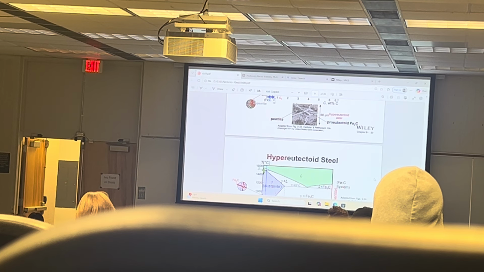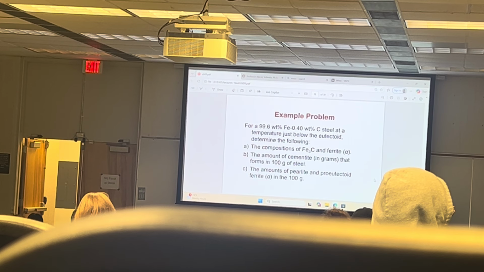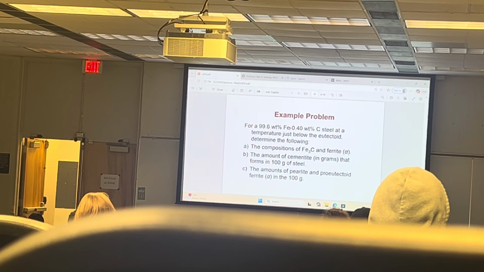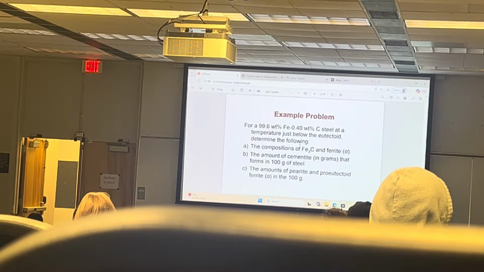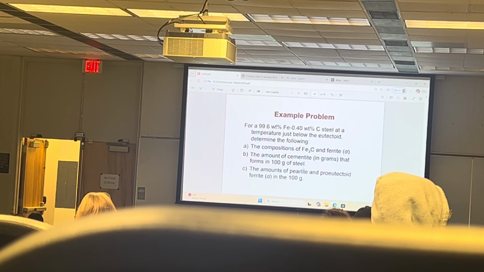Example problem. For 99.6 weight percent iron, 0.4 weight percent carbon steel at a temperature just below the eutectoid, determine the composition of cementite, Fe3C, and the ferrite, alpha, and the amount of cementite in grams that forms in 100 grams of steel, and the amount of pearlite and pro-eutectoid ferrite in 100 grams. So this is a fancy way of asking you the percentage of each phase.